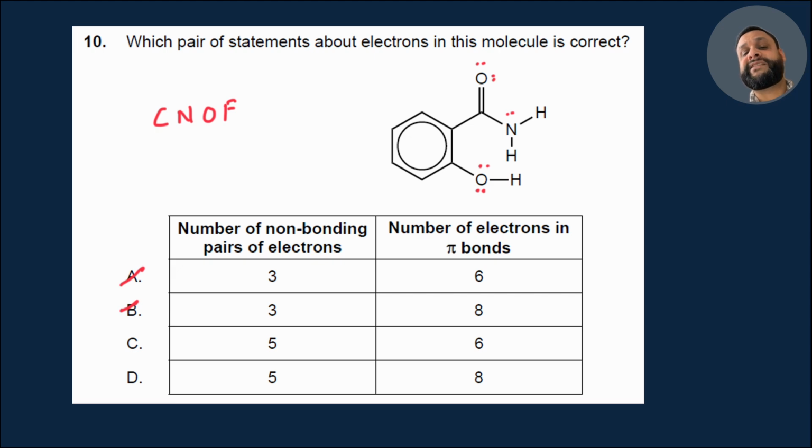So number of electrons in the pi bonds. So we have a benzene ring. In that benzene ring, we have 3 pi bonds, which means we will have 6 electrons there. And we have another pi bond between carbon and oxygen. So 1 pi bond. So total we have 4 pi bonds, and a pair of electrons is required to form the bonds. So the number of electrons in the pi bonds will be 8. Hence the correct answer is D.